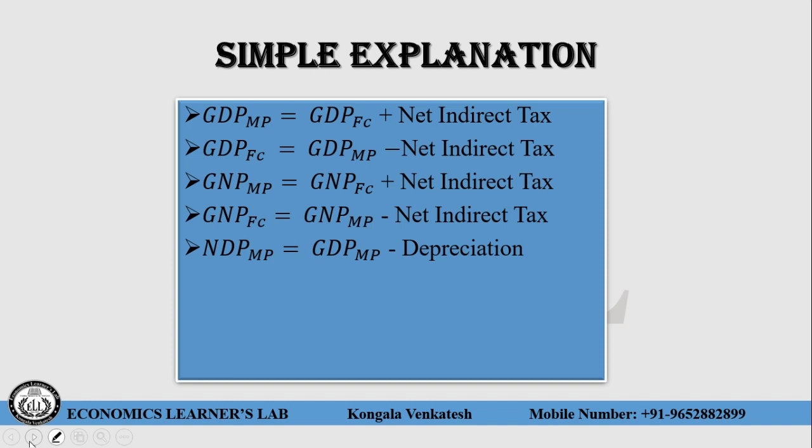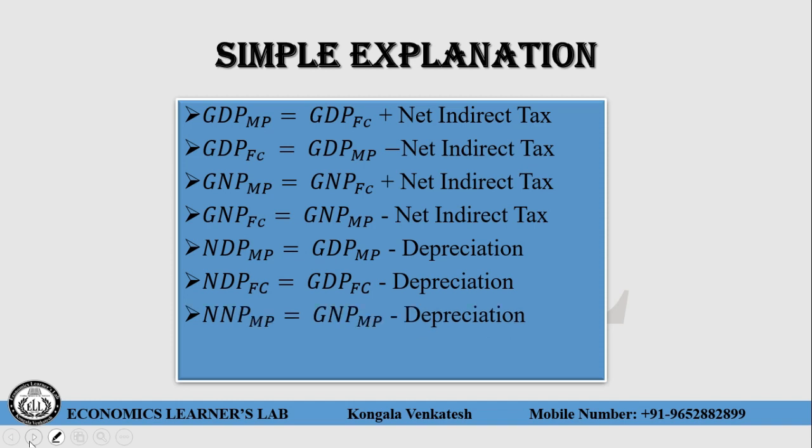How can you get NDP at market prices? When you subtract depreciation from the GDP at market prices, you will get NDP at market prices. How can you get NDP at factor cost? That is net domestic product at factor cost. When you subtract depreciation from the GDP at factor cost, you will get NDP at factor cost.